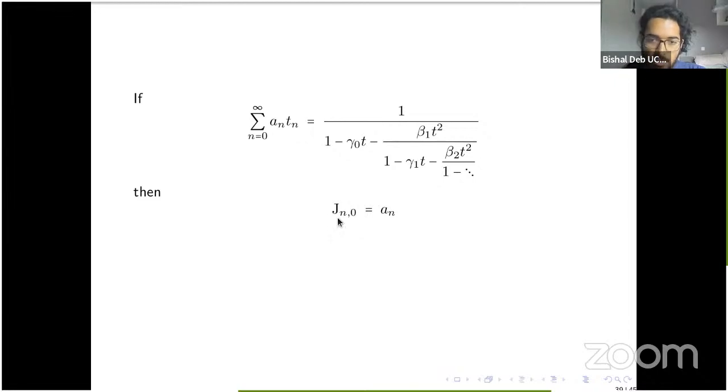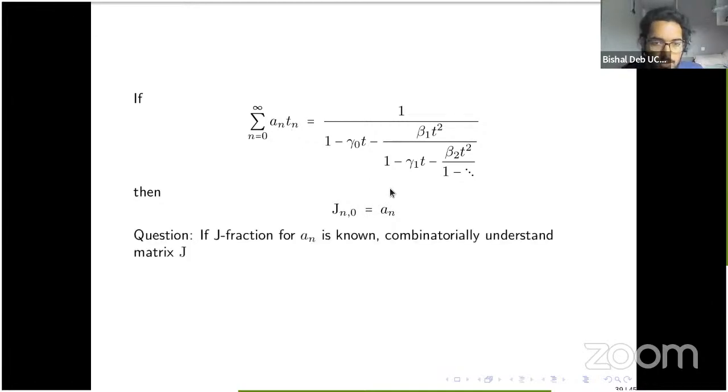then you can see that the 0th column of this matrix. So we are indexing our matrix. It's a doubly infinite matrix. We are indexing our matrix from 0, not from 1. And so you look at the 0th column. So look at the entries J_{n,0}. These are simply the numbers a_n.